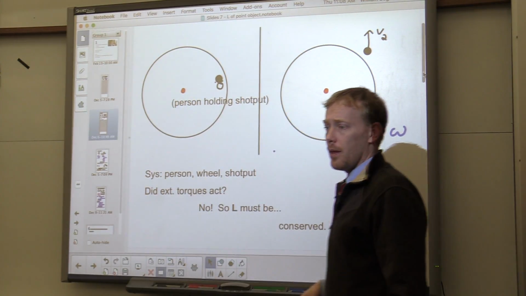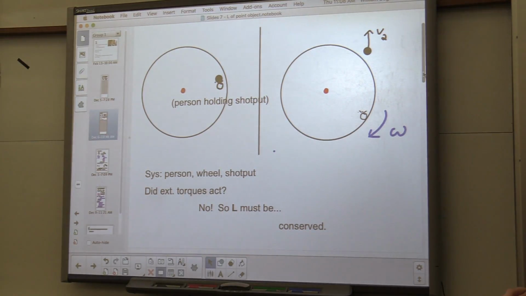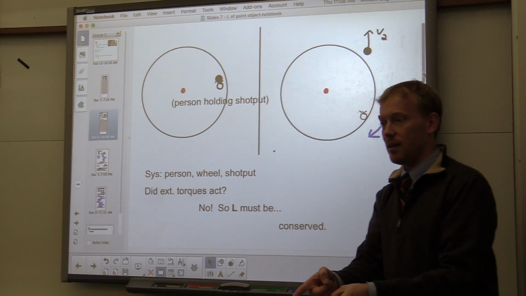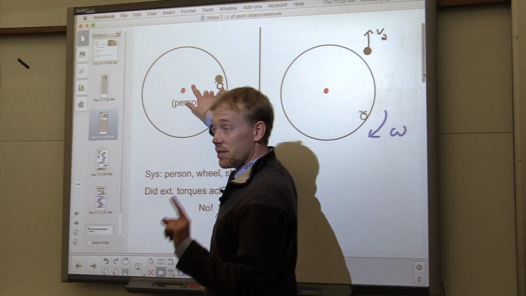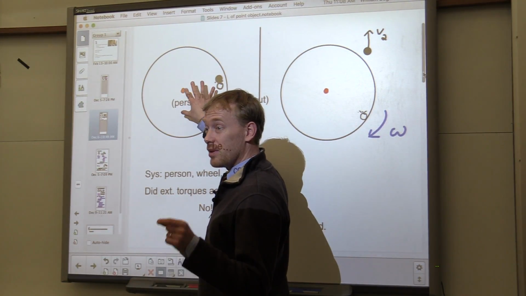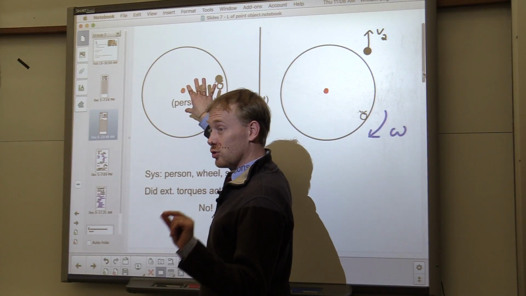Robert? Well, because the force is exerted at the axis of rotation, there's no torque because the r vector would be 0. Ah, right. Was there an external force acting on the system? Yes. Was there an external torque?